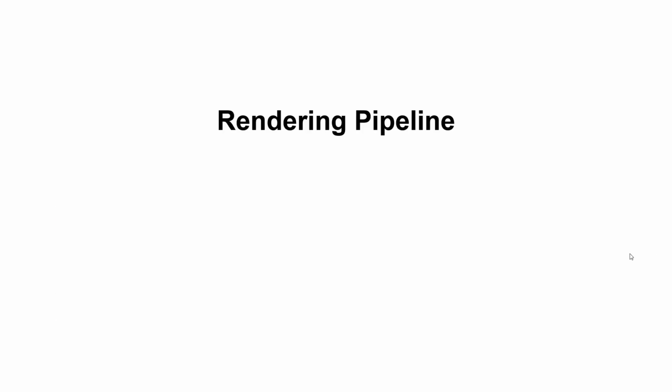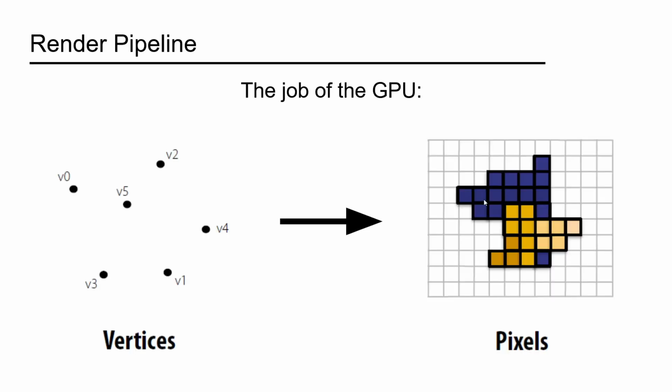The rendering pipeline is a high-level view of how data flows through the GPU. It is not 100% representative of how the hardware is implemented, but the two are closely related. The job of this GPU is to take a number of 3D points, vertices, and polygons connecting these vertices and convert those into an image on the screen.